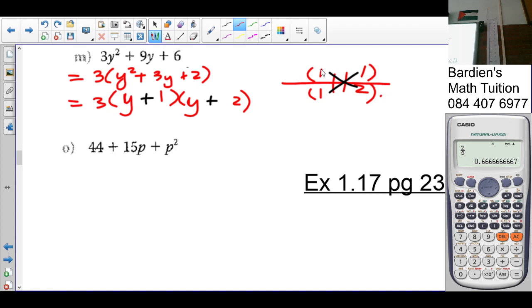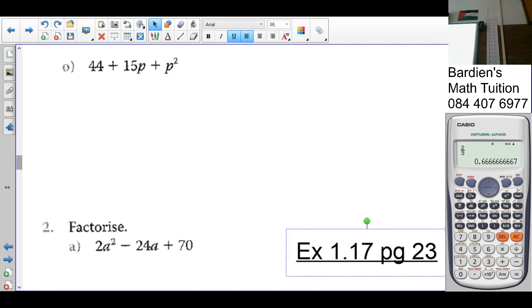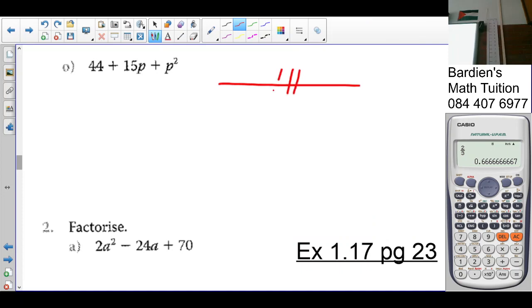Next, the one with p. What goes on the line? 1 and 44, 2 and 22, 4 and 11. And the side? 1 and 1. Because that's the 1. It's either that or I could rearrange and say p squared plus 15p plus 44. The same thing. Okay? Now what?